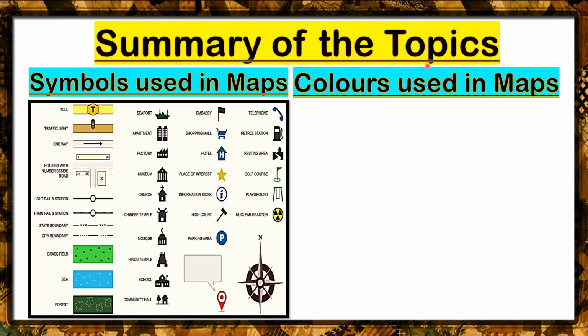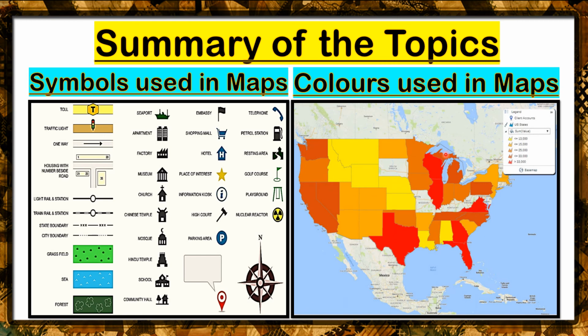And the second topic that we have discussed is about colors used in maps. So always remember, class, that you have to read first the meaning of the colors in maps so that you can interpret it and understand the map correctly.